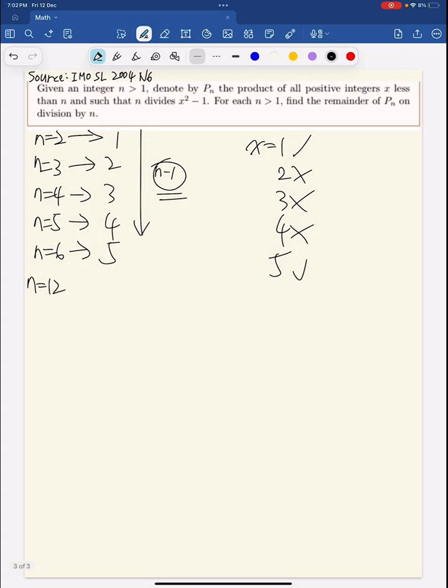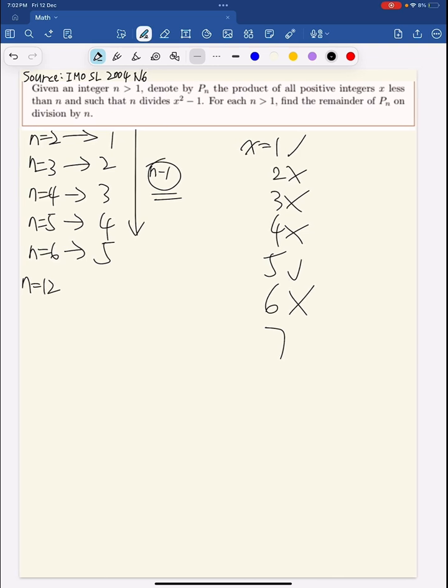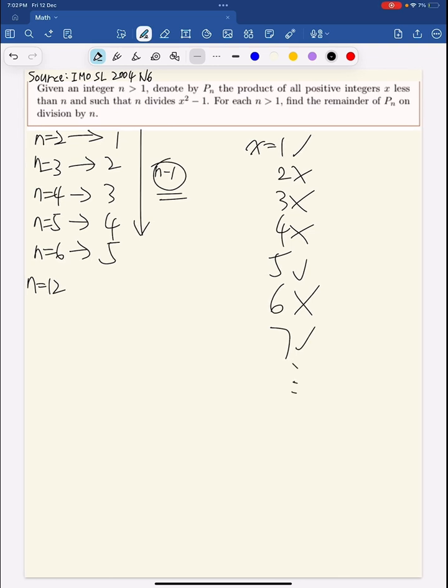6, this will become 35, which is not okay. 7, this will become 48, which is okay. And so on, until you realize that 11 is also okay. Multiplying these together actually gives 1. That's weird. So we've singled out this case.